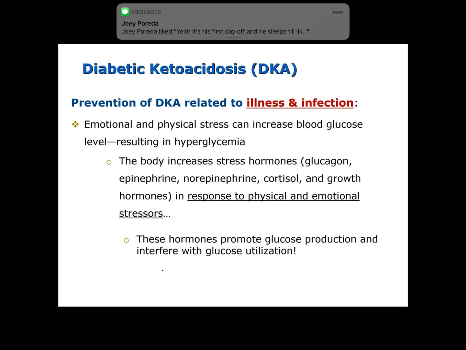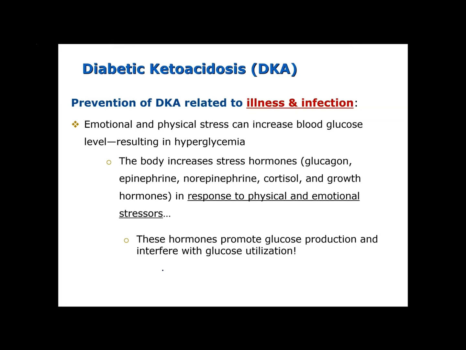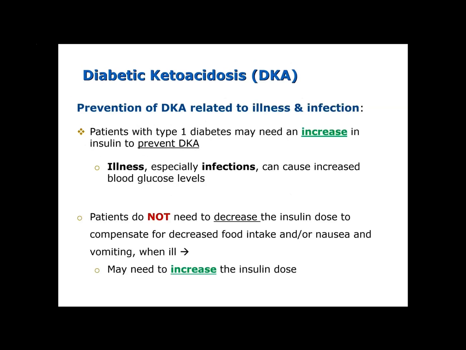Illness and infection, as well as emotional and physical stress, can increase your blood glucose level, resulting in hyperglycemia. Your body increases stress hormones: glucagon, epinephrine, norepinephrine, cortisol, and growth hormone. By those, it's going to increase your blood sugars as well. Patients with type 1 diabetes may need an increase in insulin to prevent DKA. So the rule of thumb is, when you have diabetic patients that are ill, to try to stop them from transitioning into DKA, you're going to have them increase their insulin dosing.